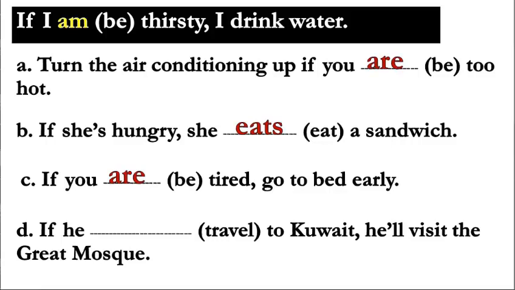Sentence D: if he traveled to Kuwait, he will visit the Great Mosque. Be careful, we are talking about will. If we have will here, we should use present simple in the beginning. So the present simple of travel with this subject he is travels. As I said, we use s when we talk about he, she, or it.